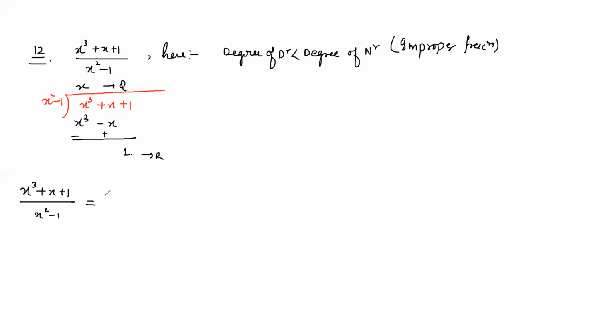ठीक है, तो कैसे लिखना है ये समझिए. हमने यहाँ पे लिखा x plus 1 upon x square minus 1. ठीक है, just check it, आपको ये चीज वापस से मिल रही है कि नहीं. हम इसको चेक कर लेते हैं. ये हो जाएगा x cube minus x plus 1, और denominator में हो जाएगा आपका x square minus 1.